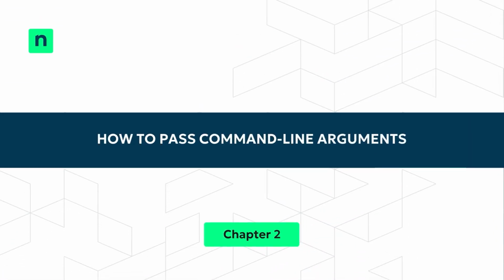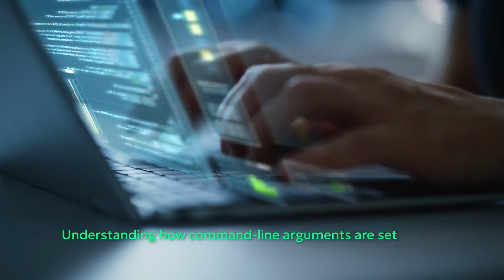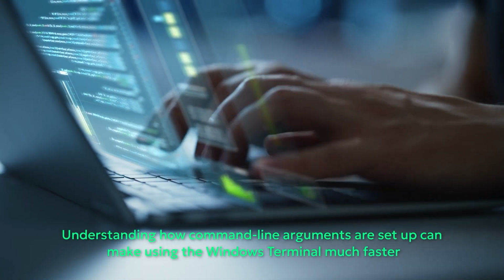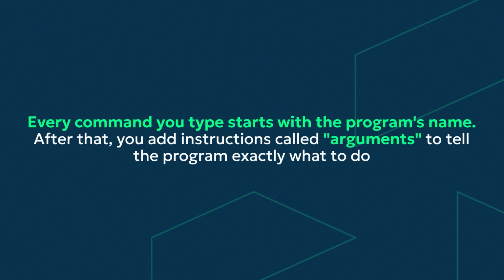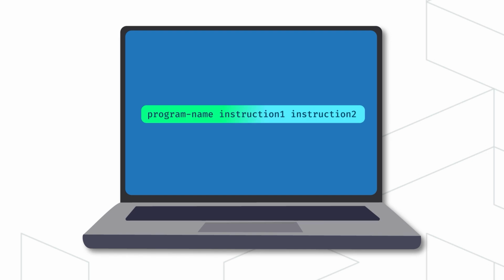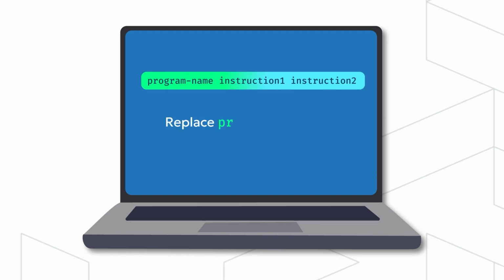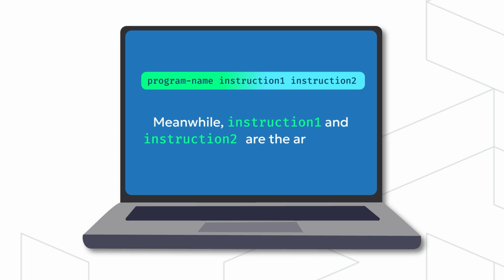How to pass command line arguments. Understanding how command line arguments are set up can make using the Windows terminal much faster. Every command you type starts with the program's name. After that, you add instructions called arguments to tell the program exactly what to do. It looks like this. Replace program name with your intended program. Meanwhile, instruction 1 and instruction 2 are the arguments.